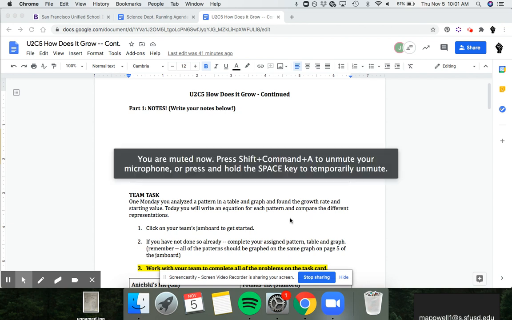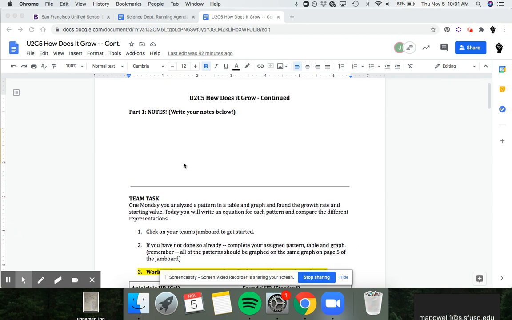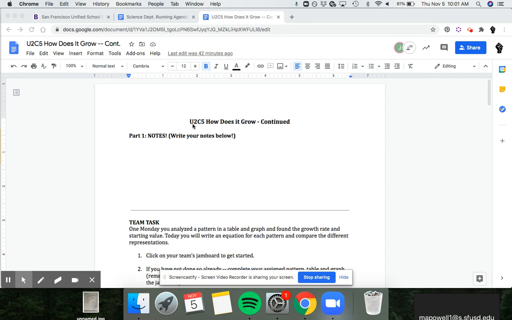Okay, so here are your instructions for the task today. I have my task card open for this assignment. So today's task card is U2C5. How does it grow? Continued. So, in this first part of class, we've already taken notes on how to write an equation.